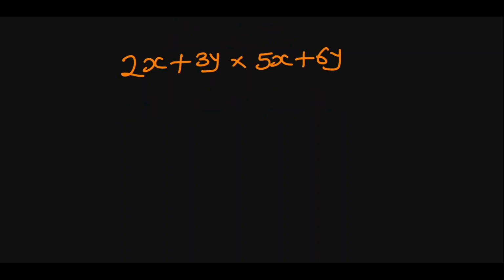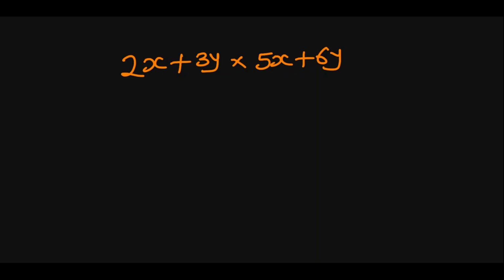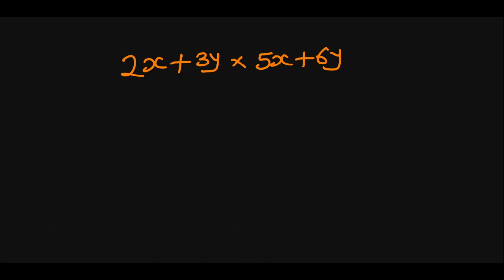As you can see, the operators are from different families, and in such a situation, you cannot collect like terms. You would need the order of operations, as we've been saying since this series started. So the order of operations tells you which particular terms you are going to simplify first and which ones will come next. And once we do the order of operations in a few lessons' time, you will be able to say these ones will be simplified first and these ones will come next.